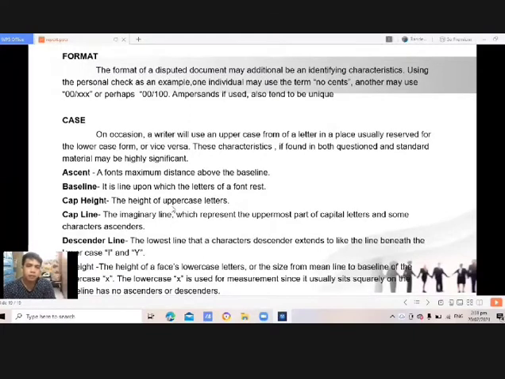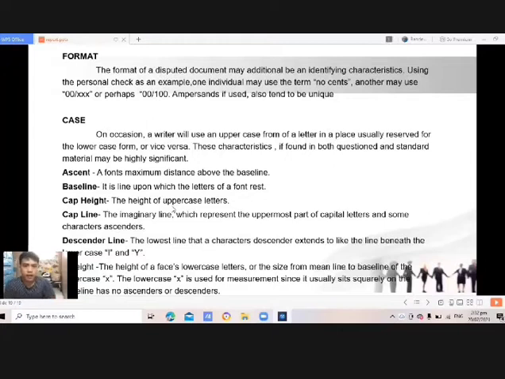Ascent, a font's maximum distance above the baseline. Baseline, it is the line upon which the letters of a font rest. Cap height, the height of an uppercase letter. Cap line, the imaginary line which represents the uppermost part of a capital letter. Descender line, the lowest line that a characteristic descender extends to, like the line beneath the lowercase g and y.